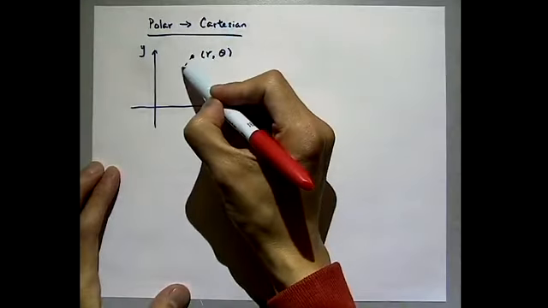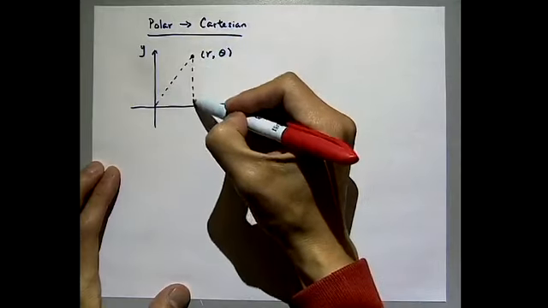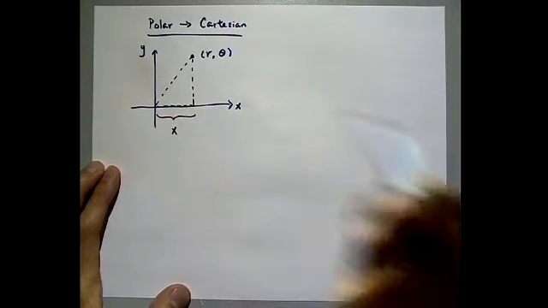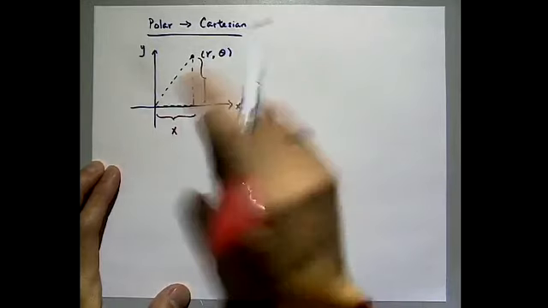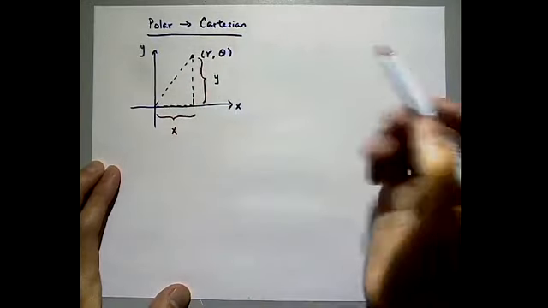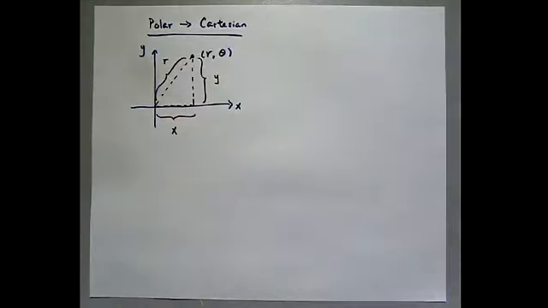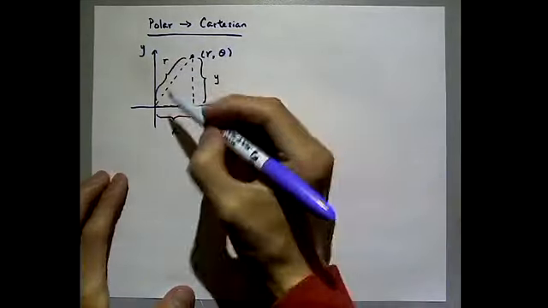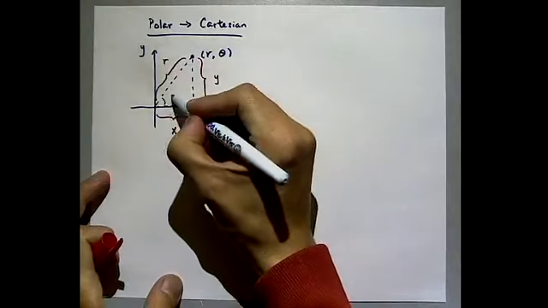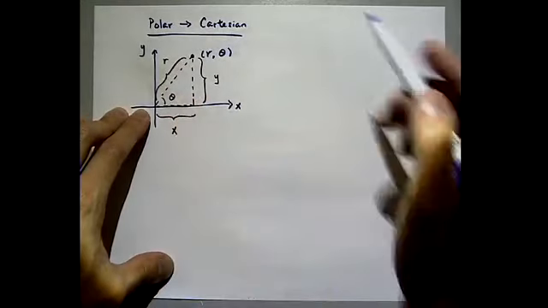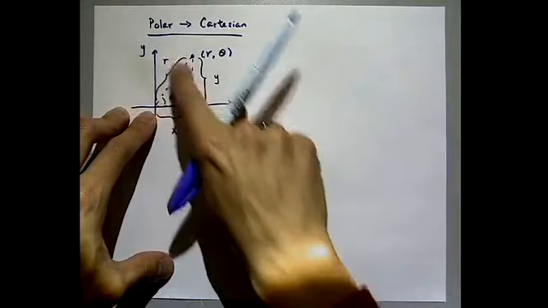Now, if we make a triangle this way, then, of course, the base here is x, and the height right here is y. And this right here is r. And, of course, theta is sitting right here. So using trigonometry, we can relate r, theta to x and y. For example, we know that cosine is adjacent over hypotenuse.